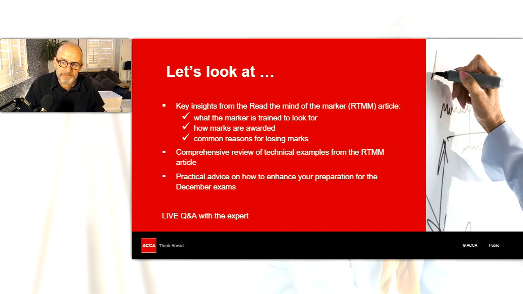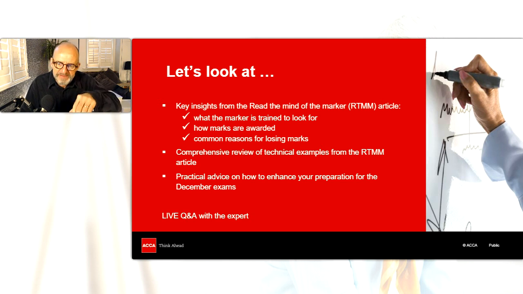As you know, SBL is very, very different from the other ACCA exams. It's a much more practical exam, and it's an applied paper, whereas most of the other exams are more technical. What I'm going to do in this session, I will begin by summarizing the key observations of the examining team when they were reviewing good and bad answers, and also what is the marker trained to look for and what do they award marks for, and then I'm going to summarize some of the common reasons why marks are lost.